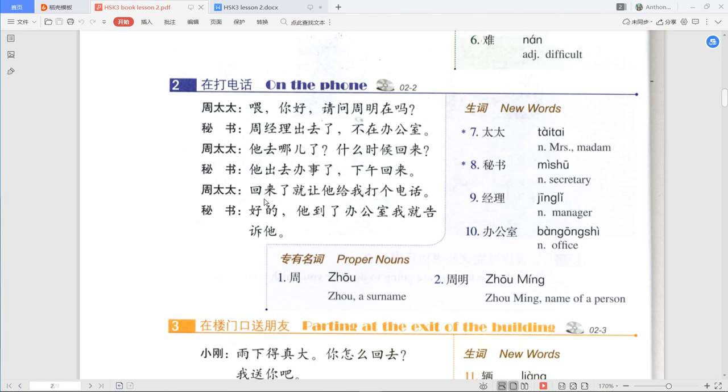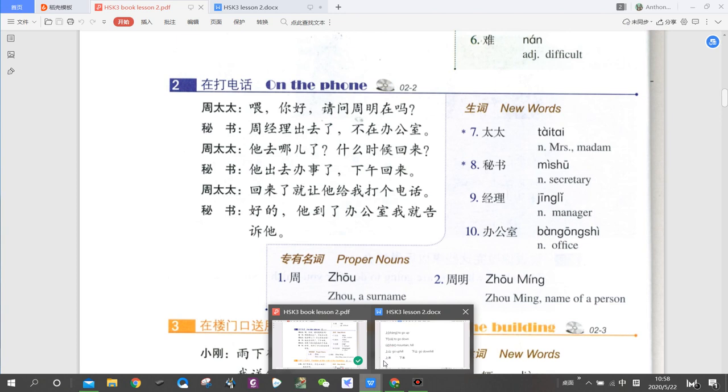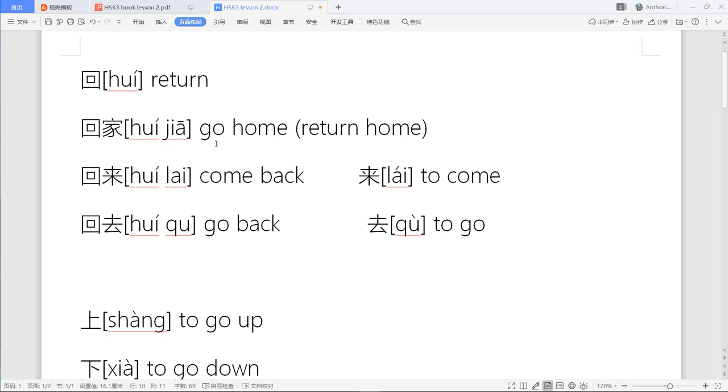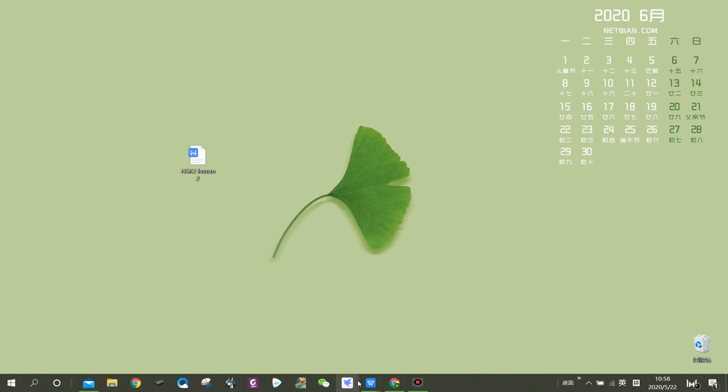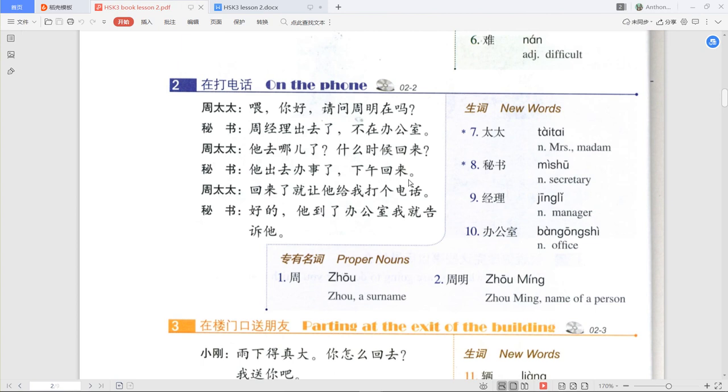下午回来. 回来, come back. I also made a few notes here. 回 means return. So 回家, go home, literally means return home. 回来, come back. 回去, go back. So you can use 回 for returning somewhere. 什么时候回来? 下午回来. In the afternoon he will come back. 回来了就让他给我打个电话. 让 means to make. 他到了办公室就告诉. 告诉 means to tell. Okay, so let's look at the translation.